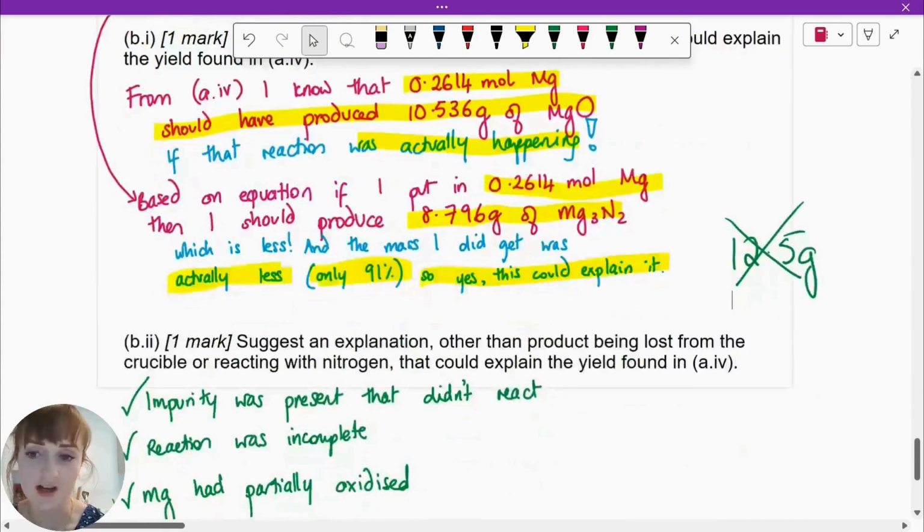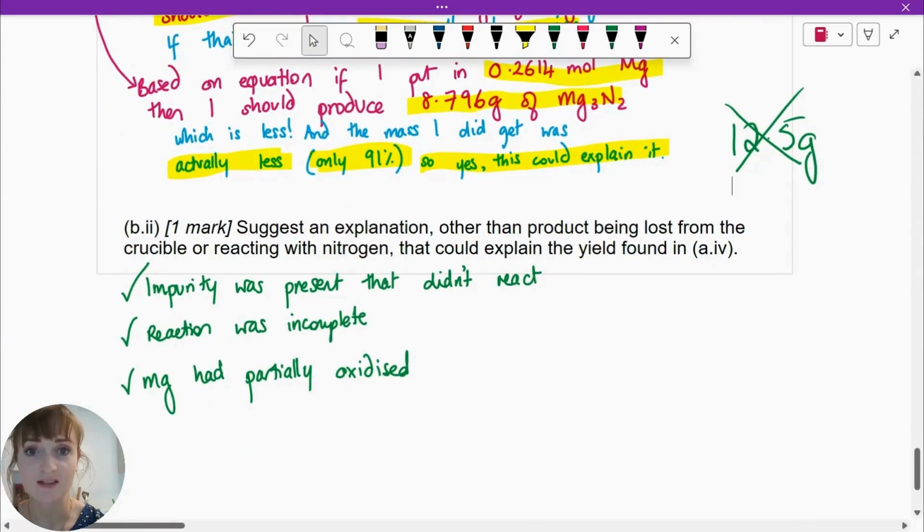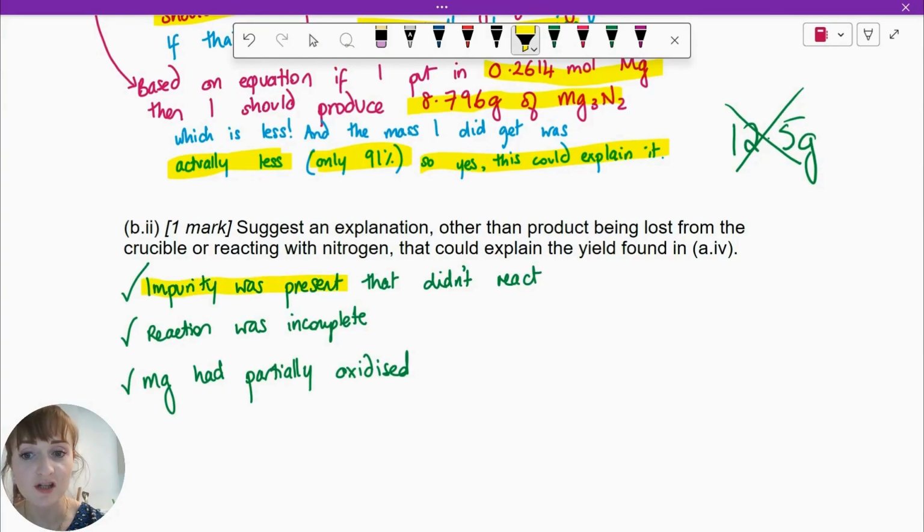The last part of the question asks you to suggest an explanation, other than product being lost from the crucible or the fact that it reacts with nitrogen, that could explain the yield. So potential things that the mark scheme accepted was that maybe an impurity was present that just didn't react, maybe your reaction was incomplete, or maybe your magnesium had already partially oxidized.